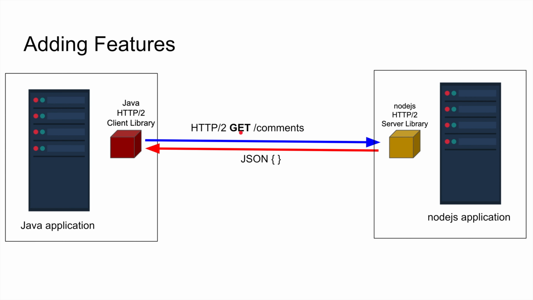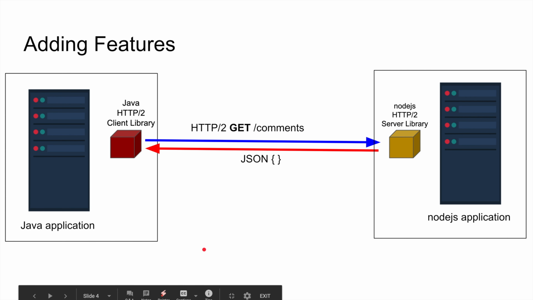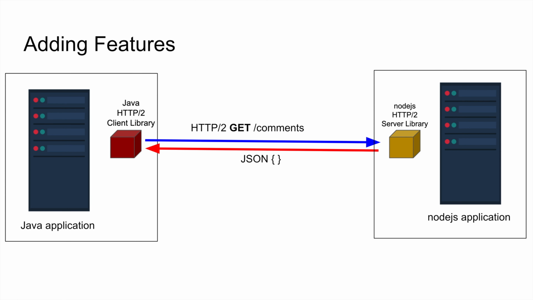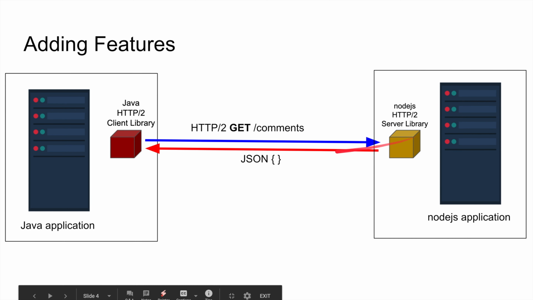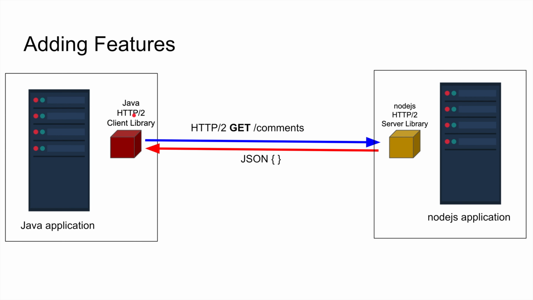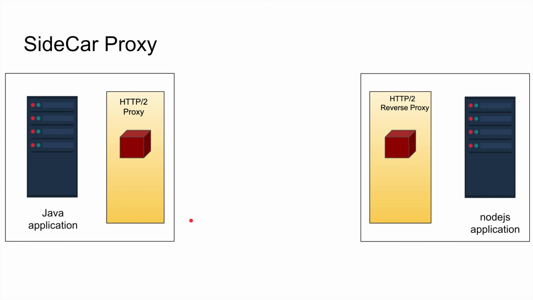Plus, you're stuck with Java, right? So if another team wants to start consuming this application, they have to start with Java. Guess what? Because all the client library is in Java, you have to start working on Java. And you might not want to do that, right?